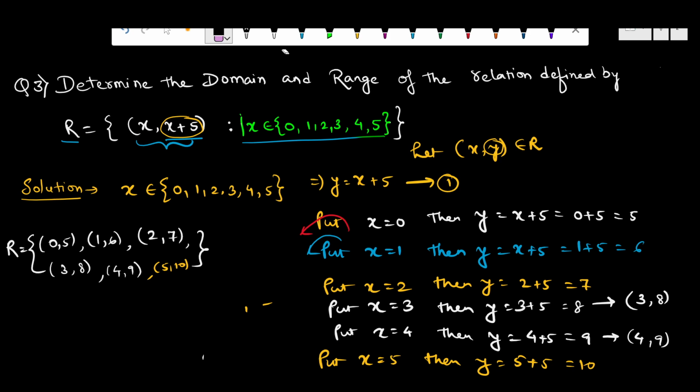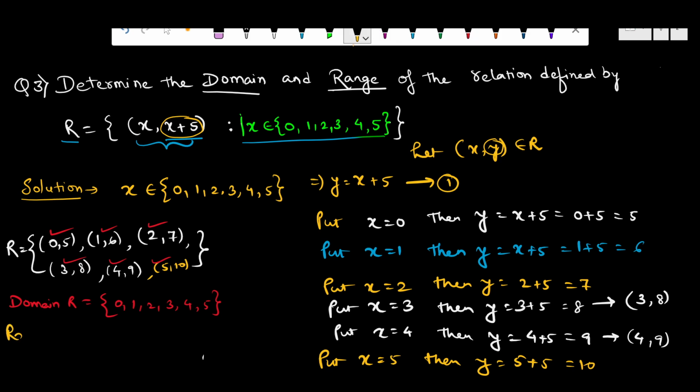So we have constructed R. Now we can easily find the domain and range. How to find the domain and range? You know that the domain of R is the set of all first components: 0, 1, 2, 3, 4 and 5. And the range of R is what? The set of all second components: 0, 6, 7, 8, 9, 10. Right?